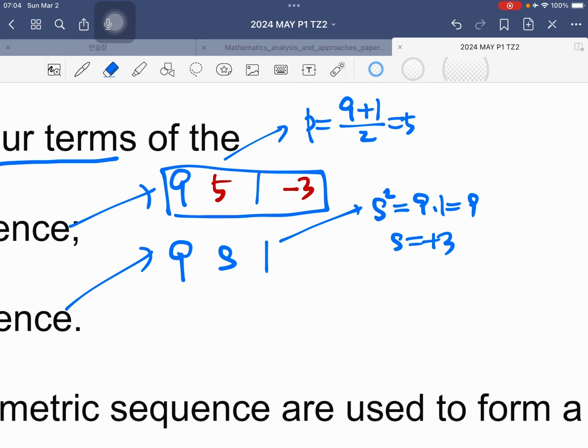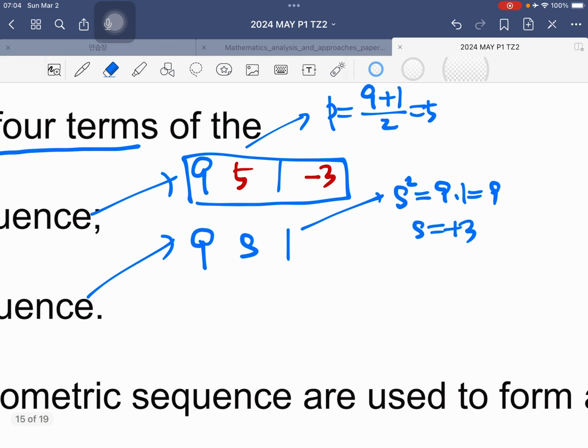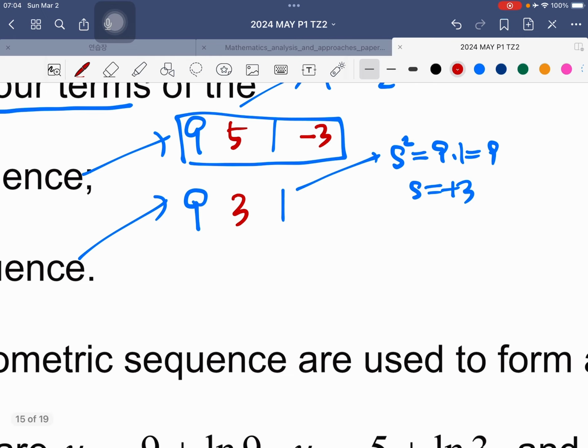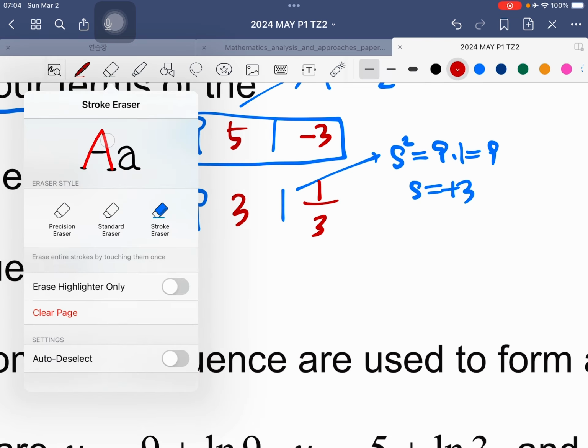So we can write S in terms of 3 over here. So S must be 3. And what is the fourth term? It is 1 times 1/3, which gives us 1 over 3. So this will be the second answer.